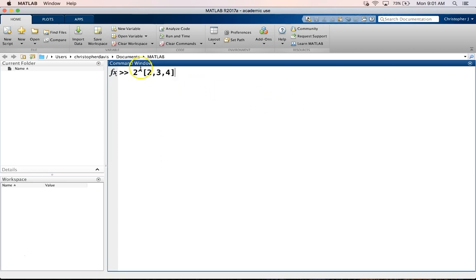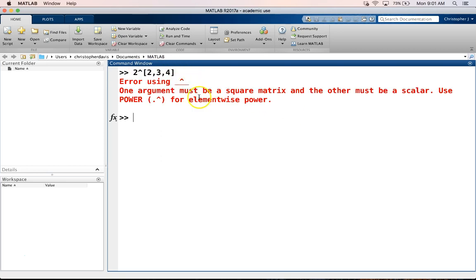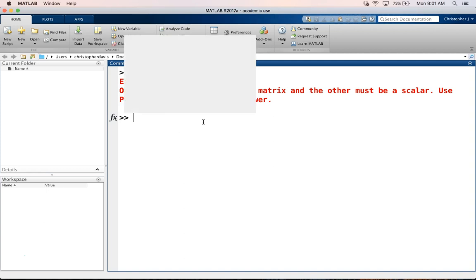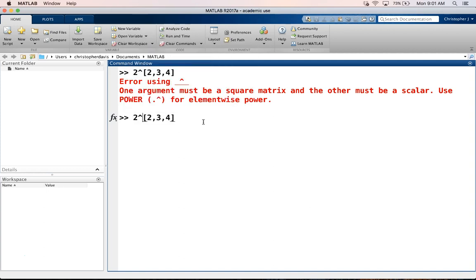If I do 2 to the vector, I get an error, and the key word here is that I was supposed to use element-wise operation, or what I also sometimes call component-wise operations. And if I put a period here before the caret symbol, before the power symbol, then this tells it do 2 squared, then 2 cubed, then 2 to the 4th, and put it into a vector. Okay, so there we go, 2 squared, 2 cubed, 2 to the 4th.